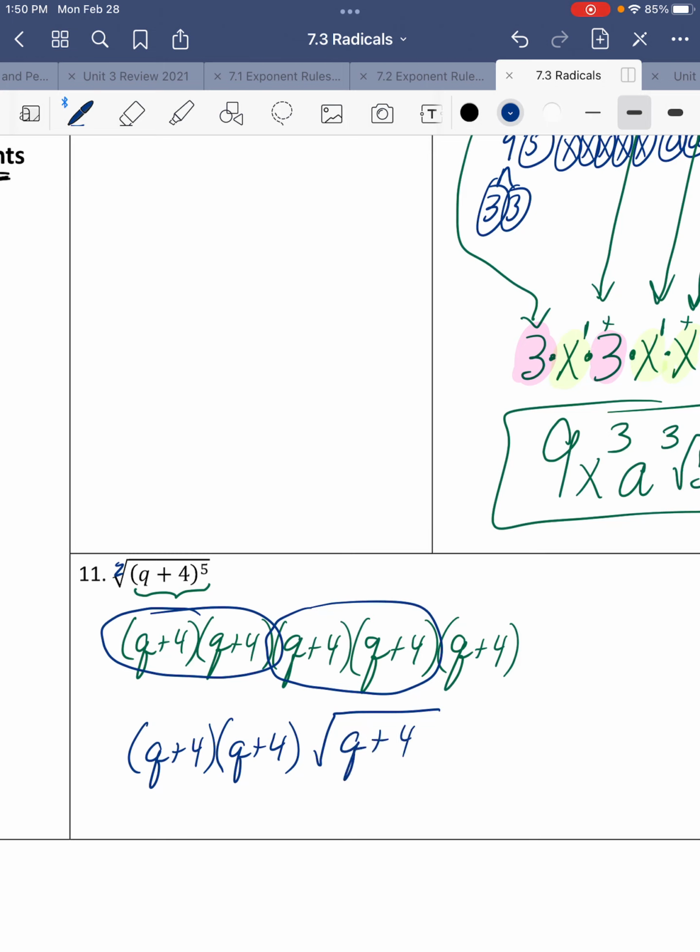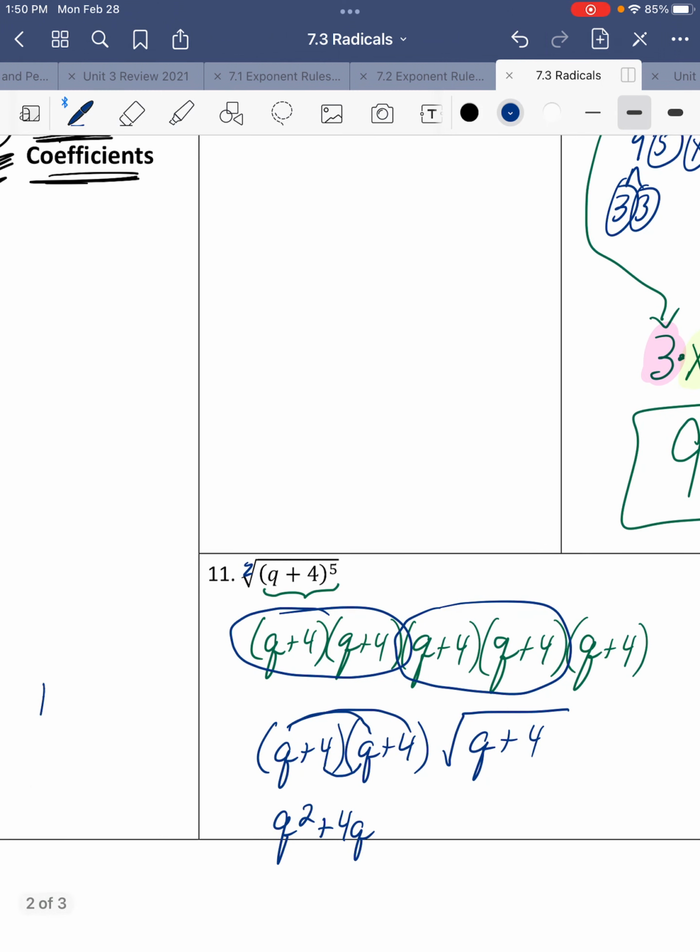Since it is multiplied on the outside, we need to simplify. We're going to have to multiply. So q times q is q squared. Q times 4 is 4q. So we're double distributing. If you want to do the Punnett square, you certainly can. You do q plus 4 and q plus 4. It's the same thing. I'm just doing double distribution.